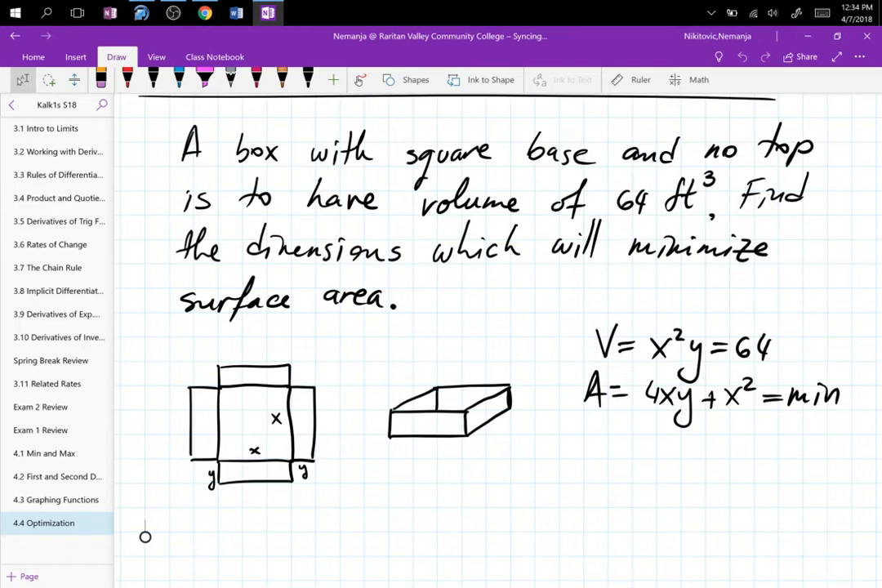To solve the top equation, y equals 64 over x squared. Replace the other y with that 64 over x squared, cancel, differentiate, and be done.